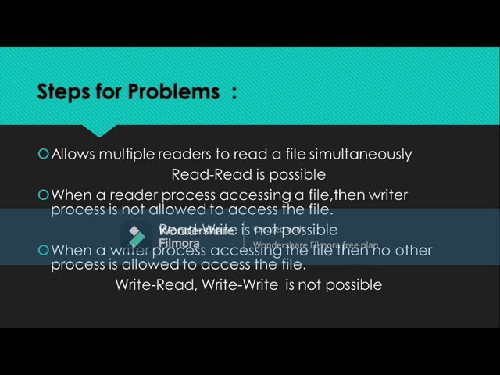When a writer process is accessing the file, then no other process is allowed to access the file. That is, write and read is not possible, write and write is also not possible. If we allow read and write, or write and read, data inconsistency will occur. So this is the problem. Now we are giving the solution for avoiding the data inconsistency.